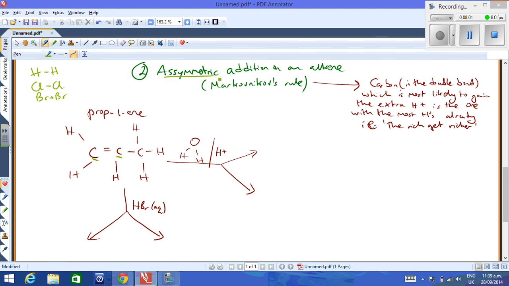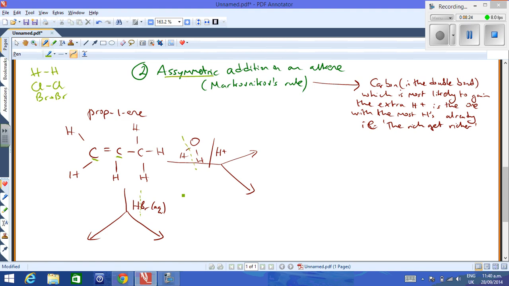But when you're dealing with asymmetric addition, so this is the addition of a molecule which is asymmetric. So if you look at water, water actually breaks up into H plus ions and OH minus ions, so that's an asymmetric split of the molecule. HBr is another example. It will split up into H plus and Br minus ions. So these are two examples of asymmetric addition.